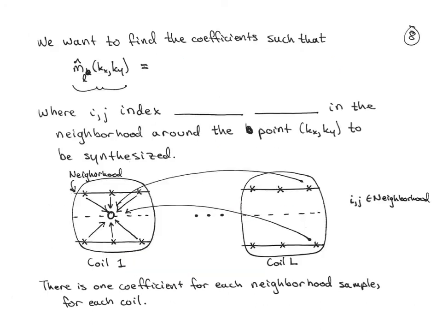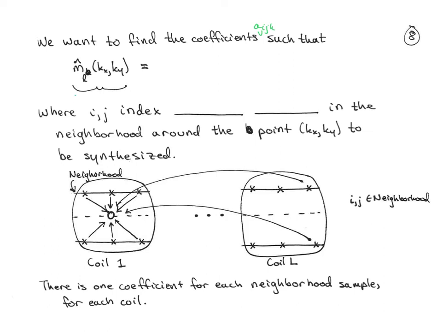Okay, so in order to get the data back, we need some proper weights that we can apply to the acquired data to synthesize the data in between the acquired data. Or stated another way, we want to find a set of coefficients, and we're going to call these coefficients a sub i, j, k, where i and j index k-space locations, and k indexes coils.